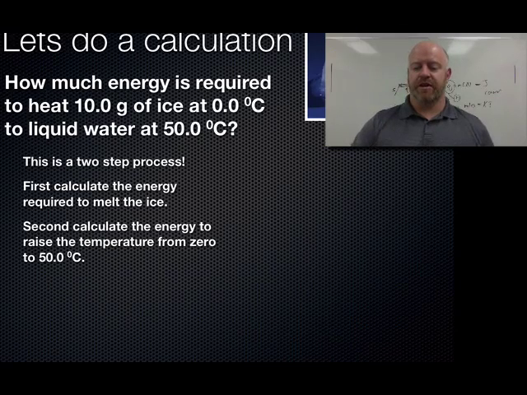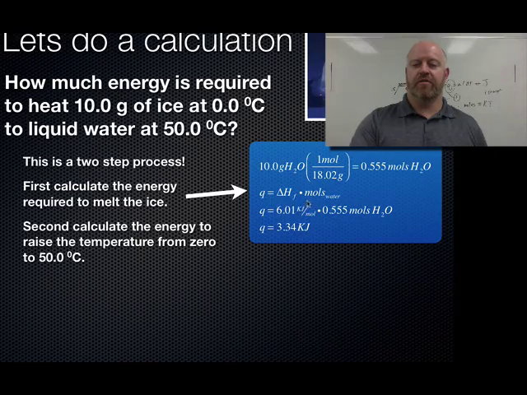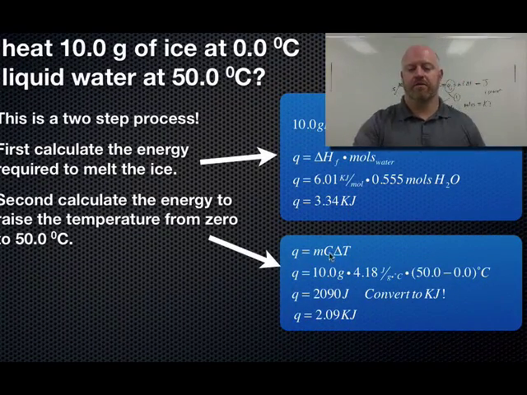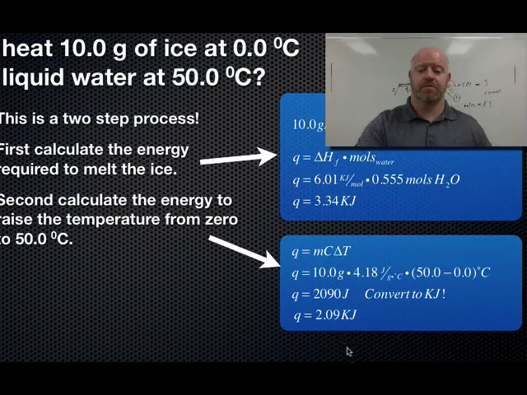Okay, so here's our answer key now. Our first step, we had to convert from grams to moles because our equation required moles. We plugged in the molar heat value for water times the moles, got 3.34 kilojoules. In our second equation, we had to use MCAT. We had our grams, the specific heat capacity for water, and our change in temperature. We got 2,090 joules, and then I converted those to kilojoules so I could add the two together.